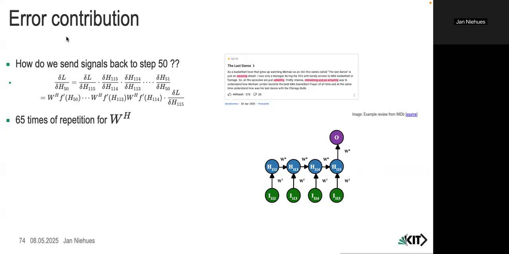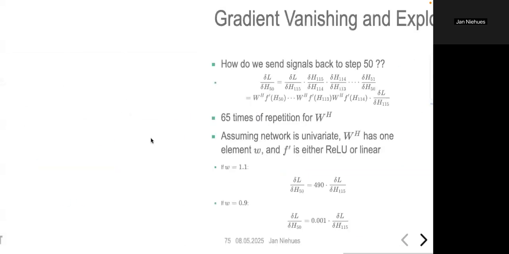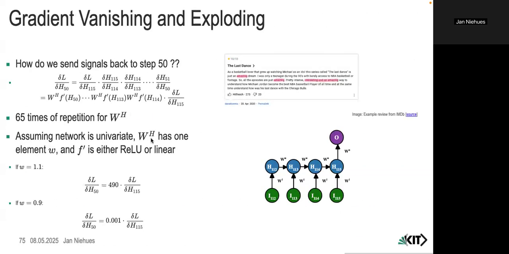So if we now want to learn that this amazing is important, we have to learn, for example, the right embeddings. We have to calculate the loss with respect to h50. And if we're doing that, what we mainly have to do is multiply a lot of times our weight matrix W_h, which is between the hidden states. And then we saw that this is a problem: if it is not exactly 1, it either leads to the derivative getting very high or very low. So if it's 1.1, you're already at like 419, and if it's 0.9, you're at 0.001.